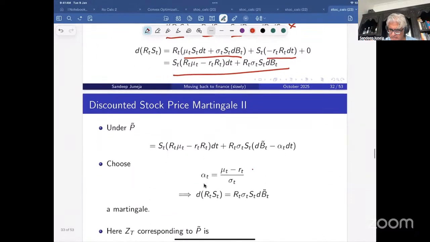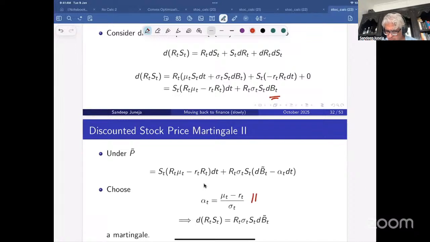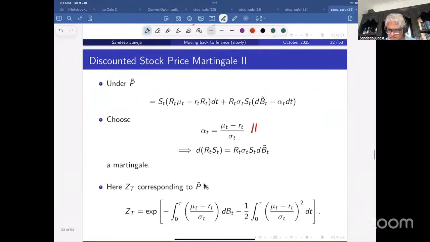All right, again, we use alpha_t as before. So you can see, just by using alpha_t, bringing it here, (mu_t minus r_t) by sigma_t, mu_t terms are going to get cancelled, r_t terms are going to get cancelled. So we bring this in here, and what we get is d(R_t S_t) is now a stochastic integral. So it's a martingale. Again, I'm just assuming that our sigma_t is nice enough and R_t would be nice enough so that the stochastic integral is indeed a martingale. Some mild conditions are needed.